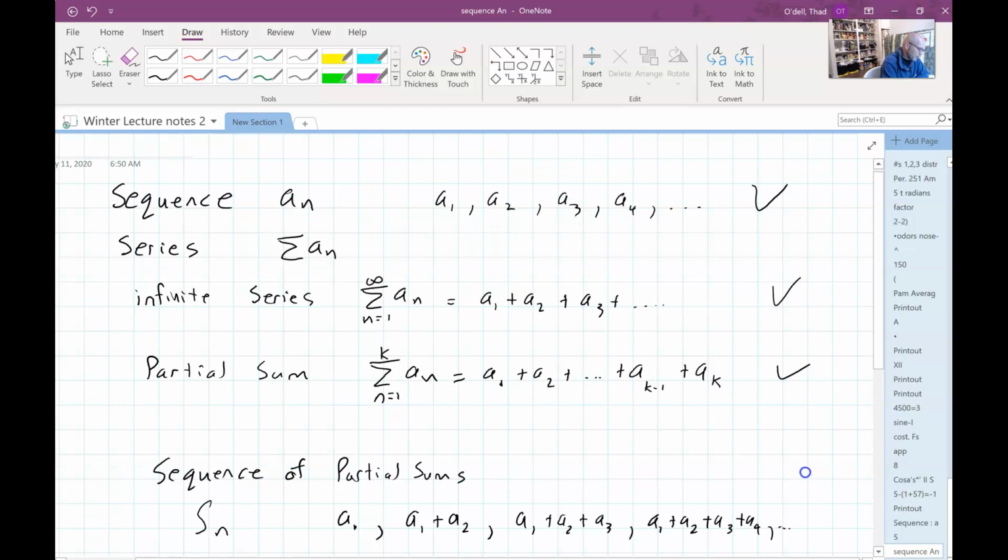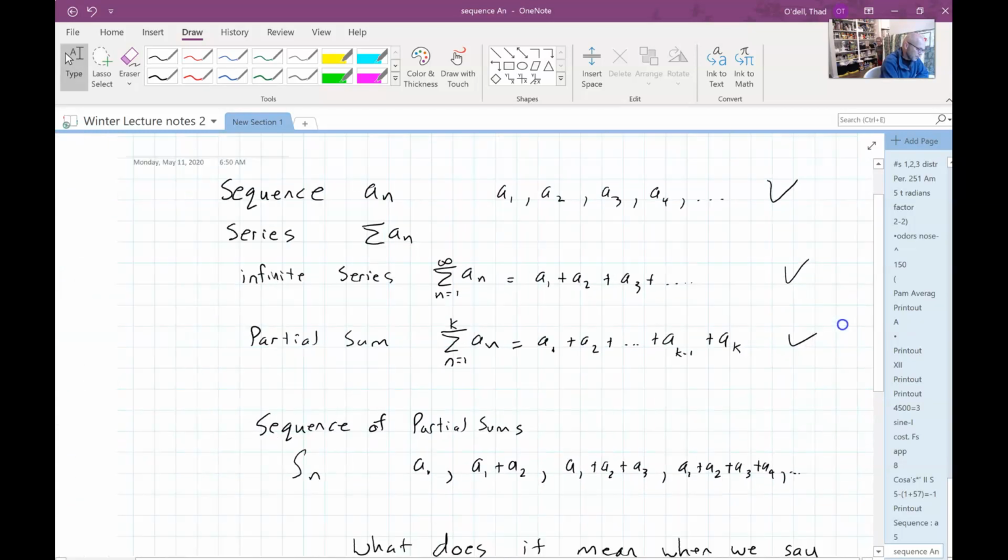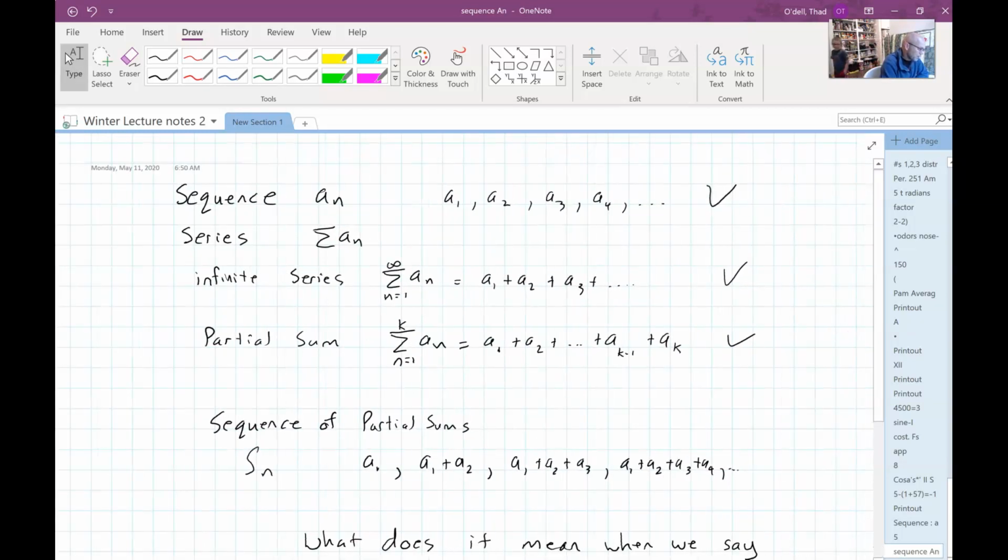And then there's one more thing, and this is the one that really adds confusion: there's a sequence of partial sums. Notice it says sequence. So it is a sequence, but it's different than this sequence. This sequence is just made up of the terms. This sequence is made up of a bunch of partial sums. That's why it's called the sequence of partial sums. The first term of this sequence would be a sub 1. The second term would be a sub 1 plus a sub 2. The third term would be a sub 1 plus a sub 2 plus a sub 3, etc.